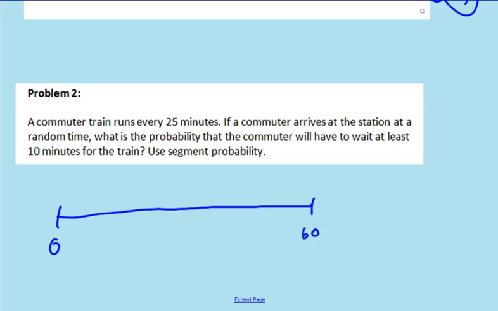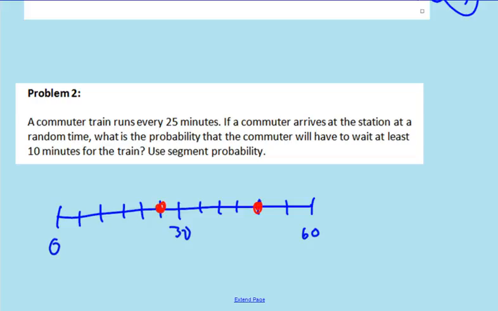If a commuter arrives, so let's say at 25 minutes it runs. So this would be 30. Go 5, 10, 15, 20, 25, 30, 35, 40, 45, 50, 55, 60. All right. So I'm just going to mark when it comes. So 25 minutes would be right here. The other 25 minutes would be right here. That's really all we have to look at.